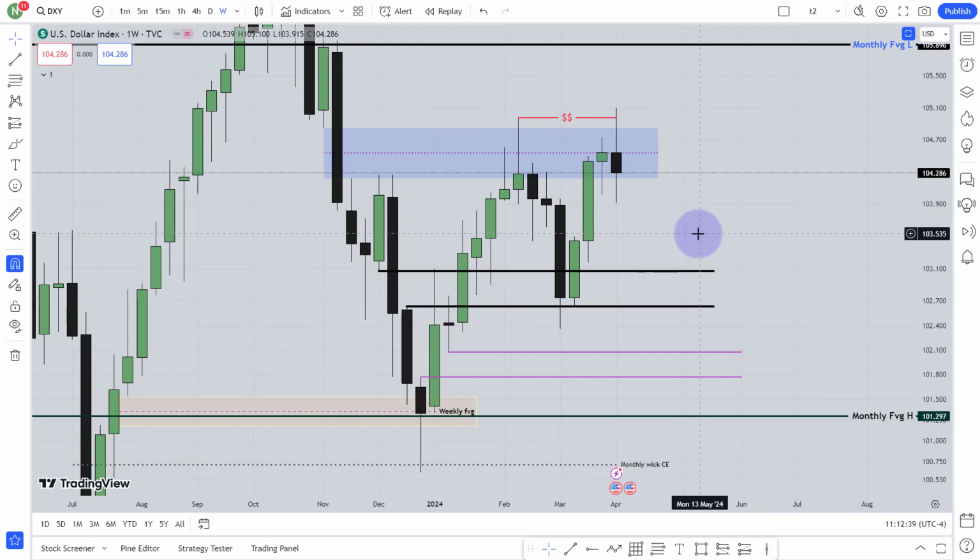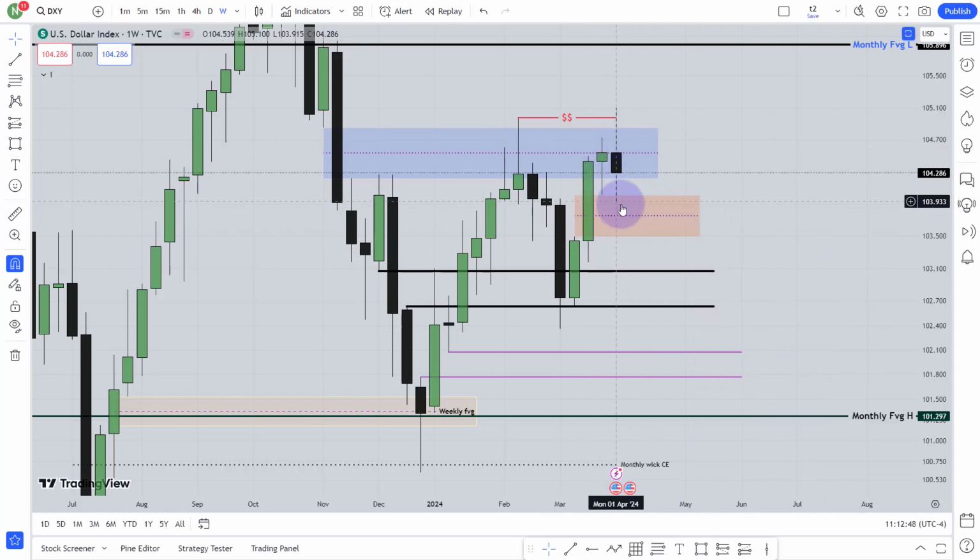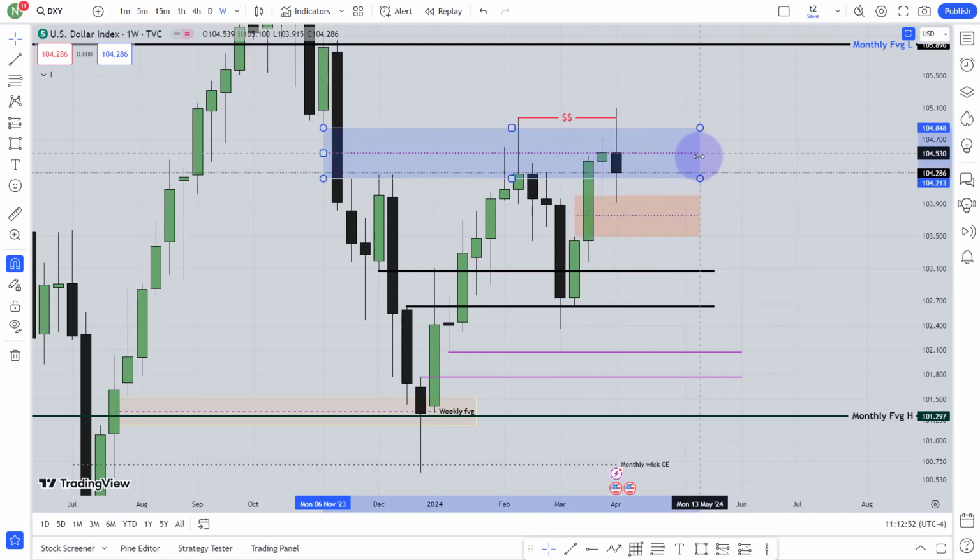But when I will understand that market is going lower, recently market has made another bullish fair value gap over here. So this is the bullish fair value gap from the weekly chart. You can see market came to this bullish fair value gap, came back again into this bearish weekly fair value gap. That means market is now range bound.